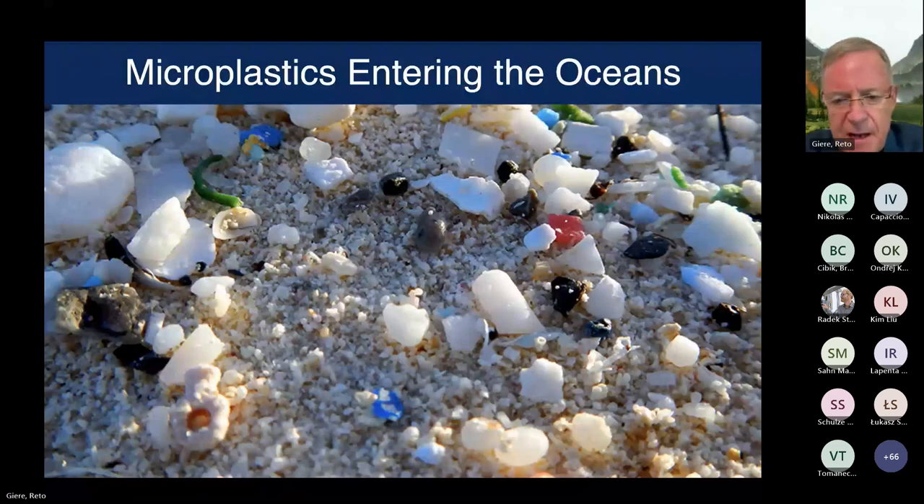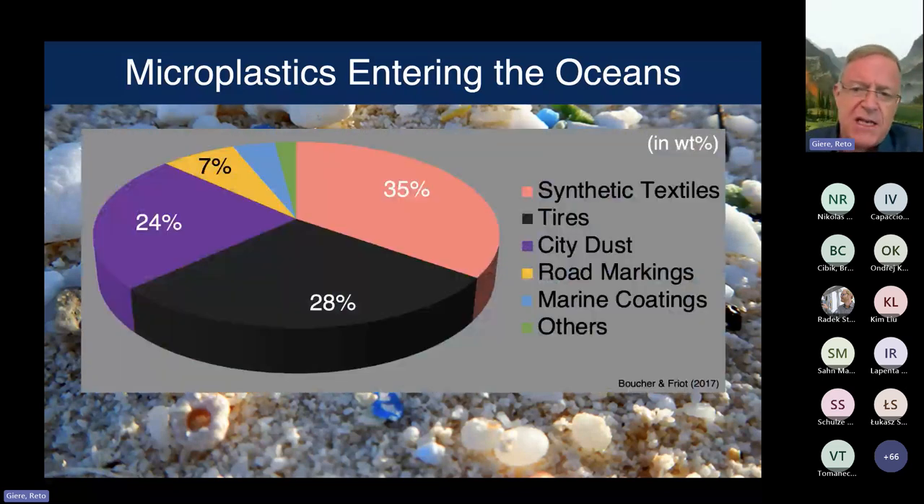Now, eventually, if you end up in the aquatic system as a tire particle, you enter the oceans. And this is a picture showing microplastics from a beach. And there's a recent estimate on the amount of tire particles that reach the ocean. And this is an estimate made by the IUCN, by Boucher and Friot, in 2017.